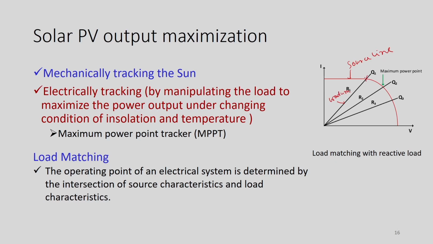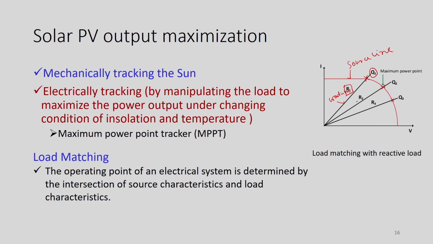So, we need to find the intersection point of the source line and the load line. Say one resistive load is connected here. This shows the load matching with a resistive load. Maybe R1 is the load for a particular set of operation. If we extend this R1 and get the intersection point here, the operating point is Q1. If we increase the resistive load to R2, its operating point is Q2, and if we further increase to R3, then its operating point is Q3.